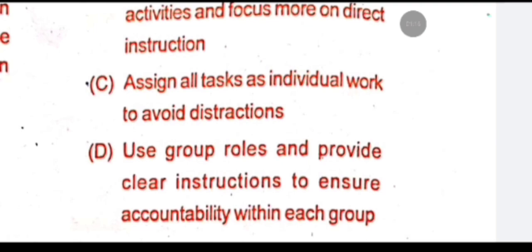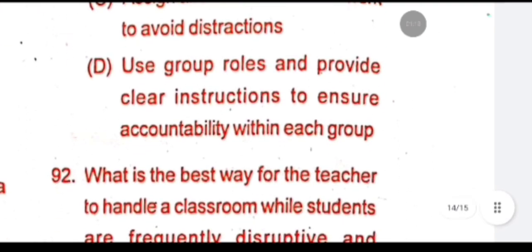The correct answer होची option D, use group roles and provide clear instruction to ensure accountability within each group.